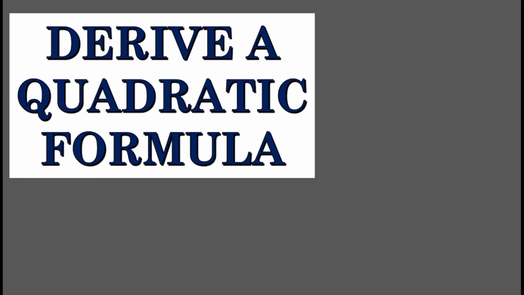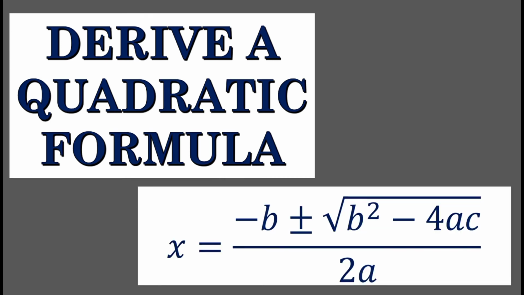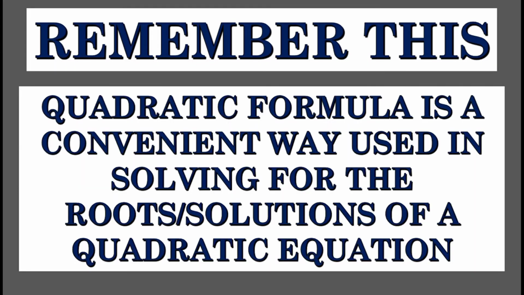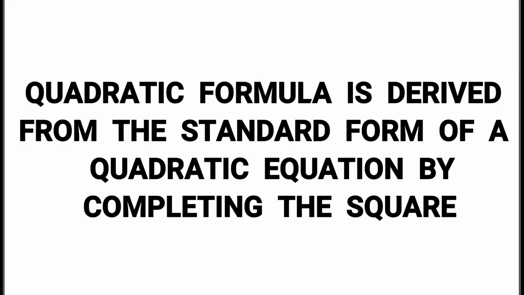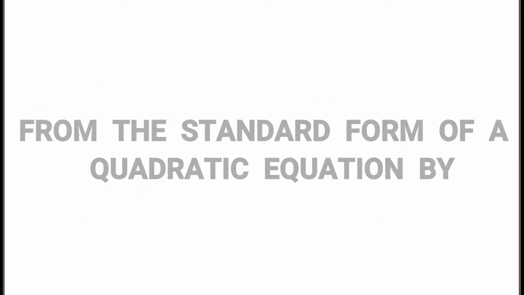So we will derive a quadratic formula, and that is x is equal to negative b plus and minus square root of b squared minus 4ac all over 2a. Let's remember this. Quadratic formula is a convenient way used in solving for the roots or solutions of a quadratic equation. Quadratic formula is derived from the standard form of a quadratic equation by completing the square.